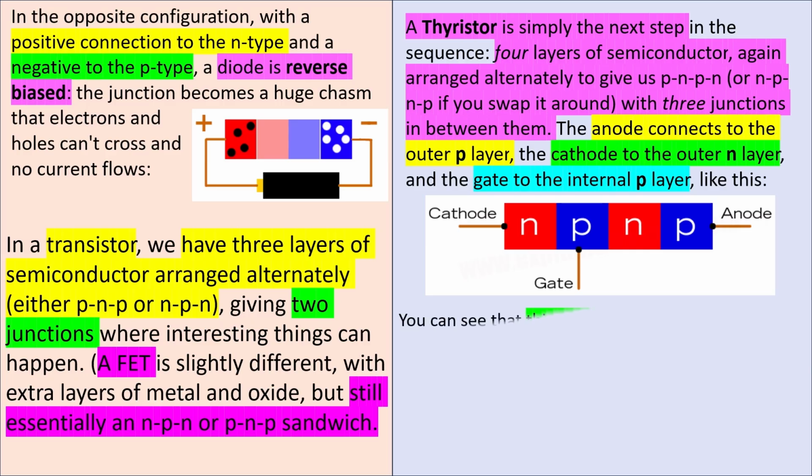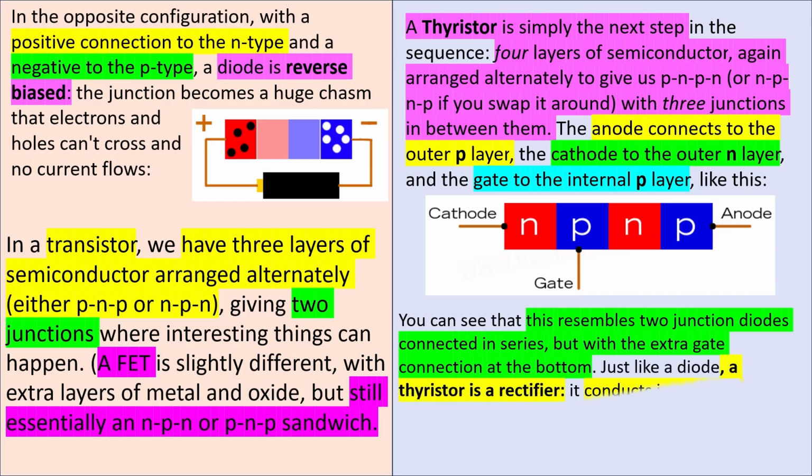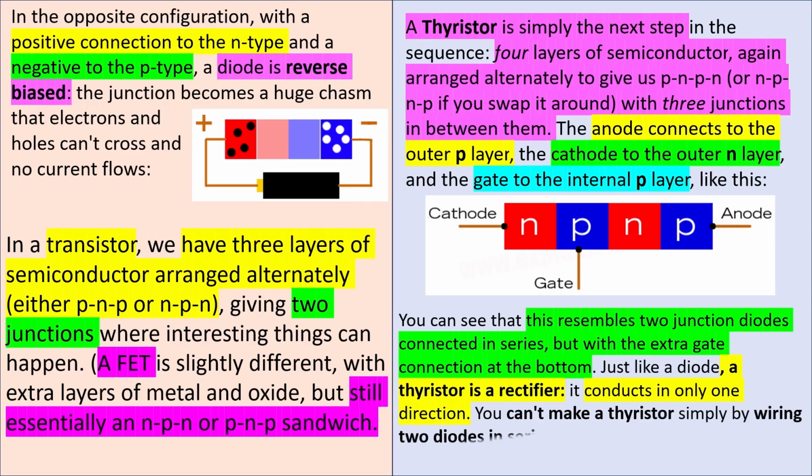You can see that this resembles two junction diodes connected in series but with the extra gate connection at the bottom. Just like a diode, a thyristor is a rectifier. It conducts only in one direction. You can't make a thyristor simply by wiring two diodes in series. The extra gate connection means there's more to it than just that.